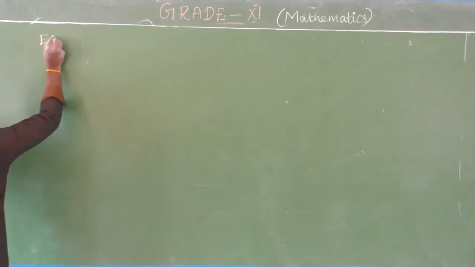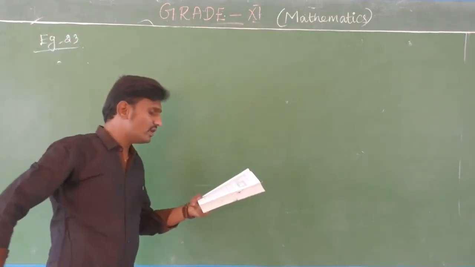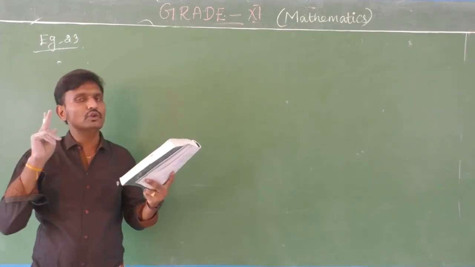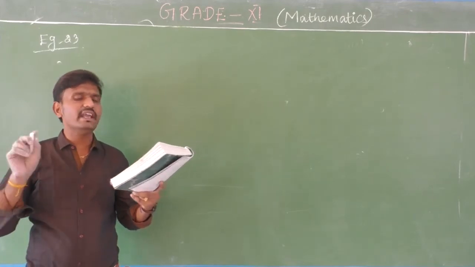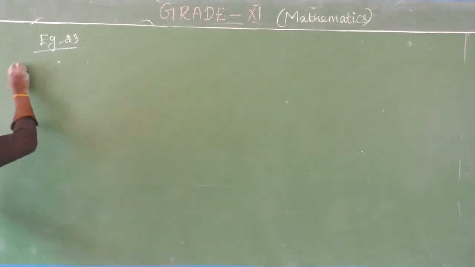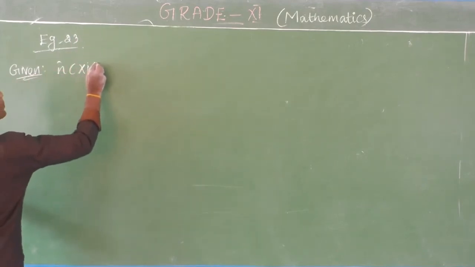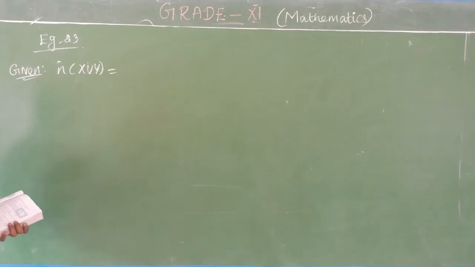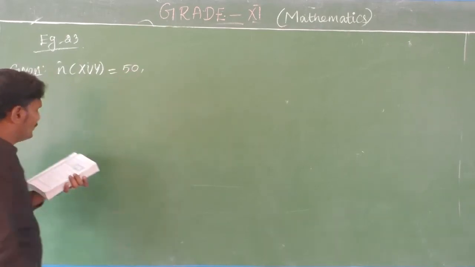Students, based on these formulas, the first example is example 23. I am reading the question, listen carefully, all of you. If x and y are 2 sets such that x union y has 50 elements. So how many elements does the union of the 2 sets have? This is given: n of x union y, because the number of elements we mention by n. This is called the cardinality of a set. This is not in your portion, but you have to know about it.